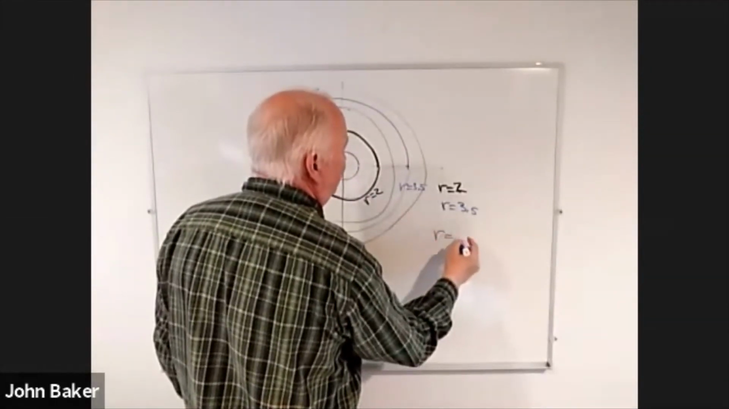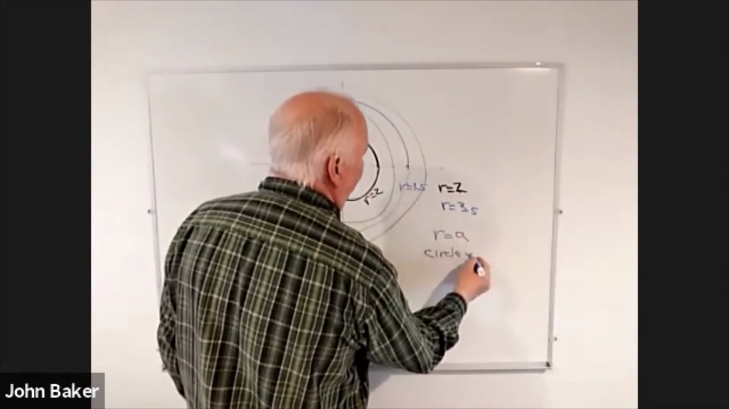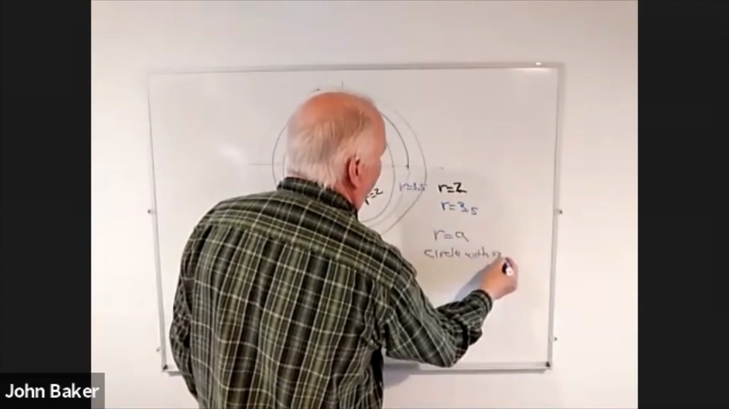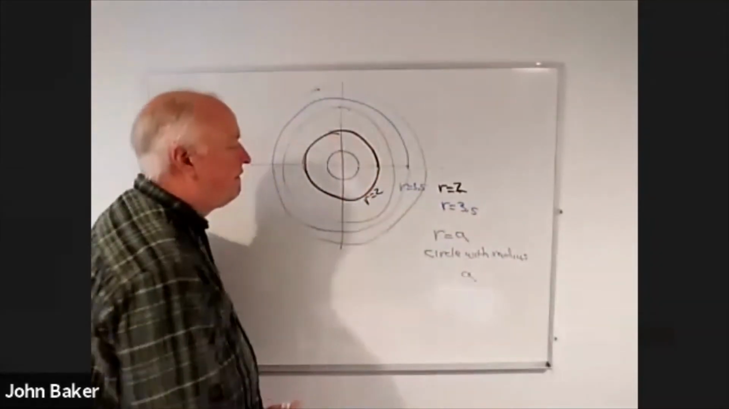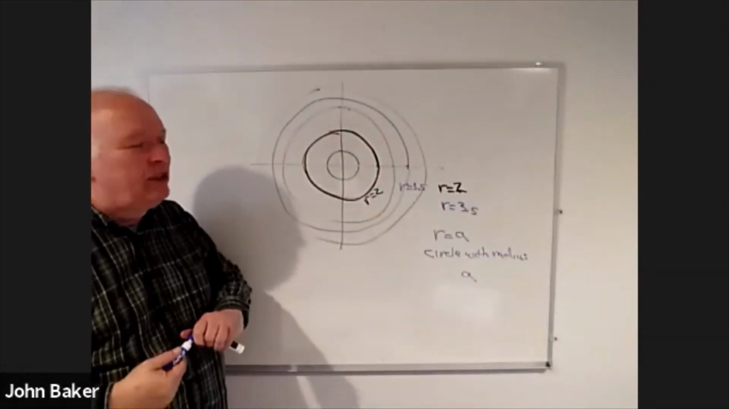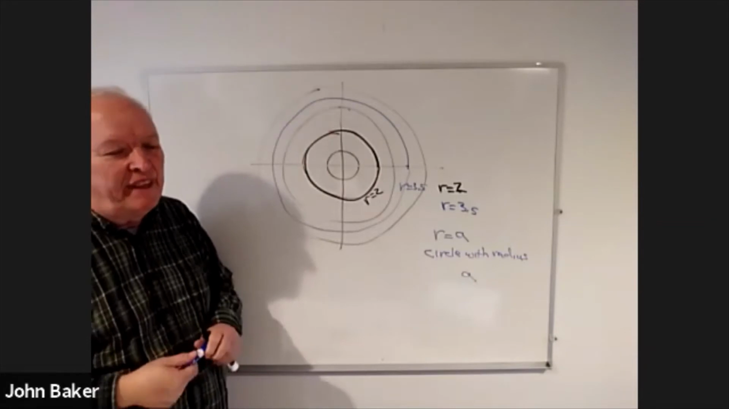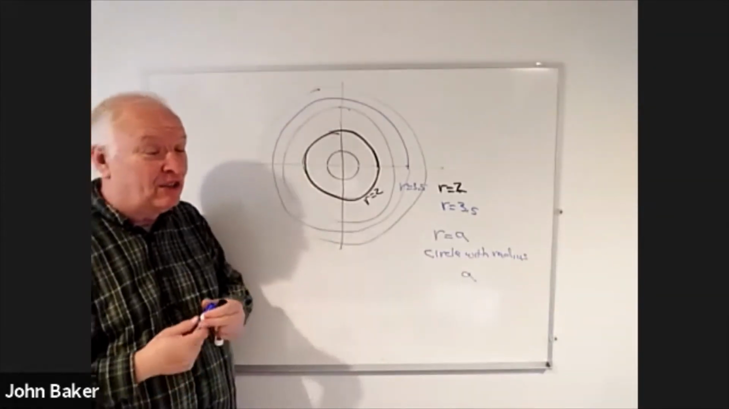So r equals a is a circle with radius a. Okay, that's pretty easy. Graphing circles on a polar coordinate system is very easy compared to graphing a circle on a rectangular system.